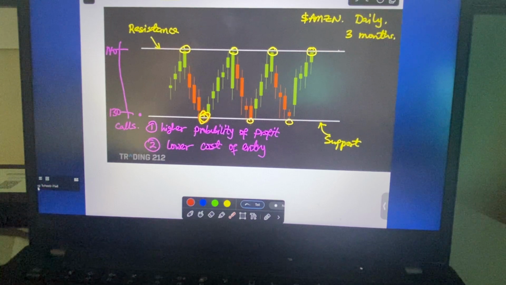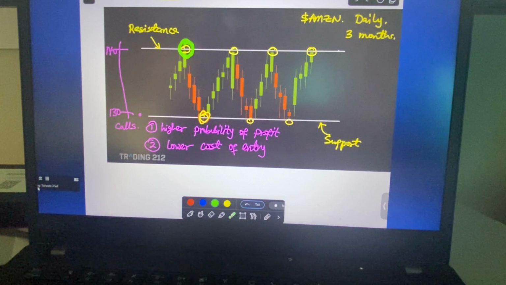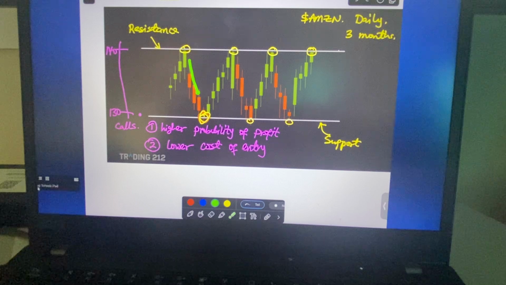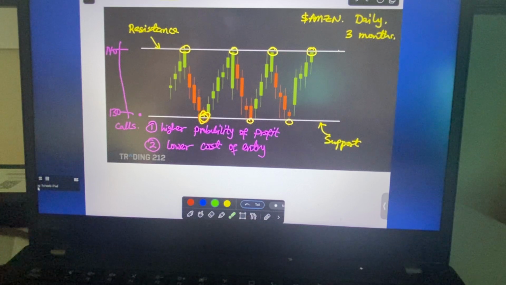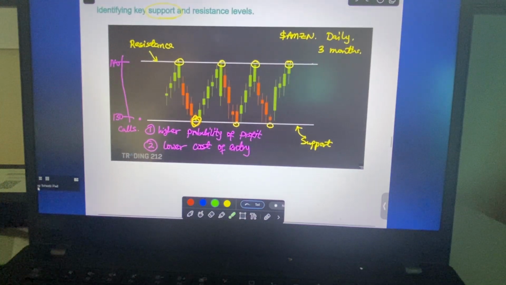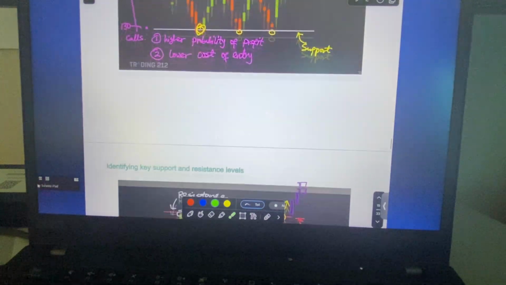If you're playing puts instead, your entry for puts will be at resistance, and you want to exit here at support. So those are the main takeaways from support and resistance. And you will see different support and resistance levels coming up shortly.